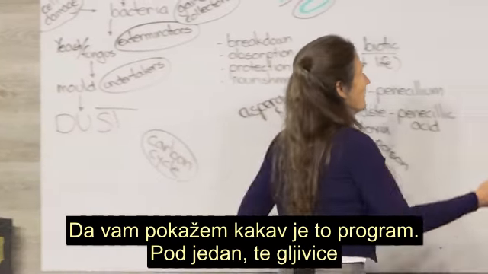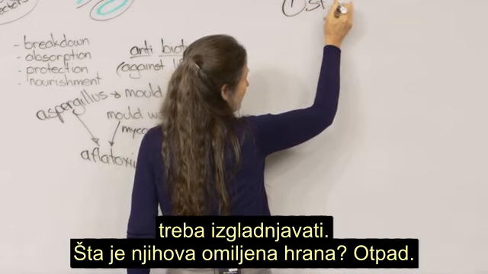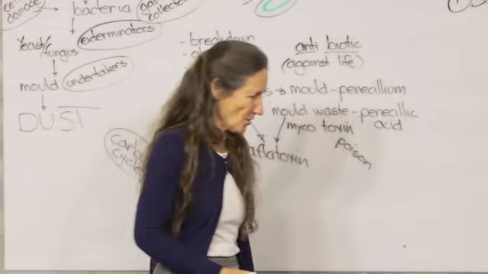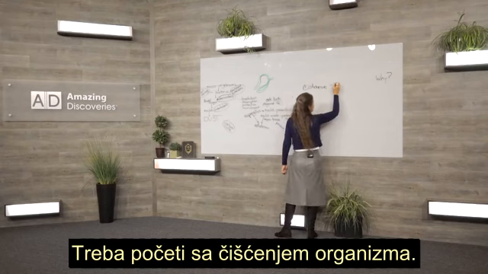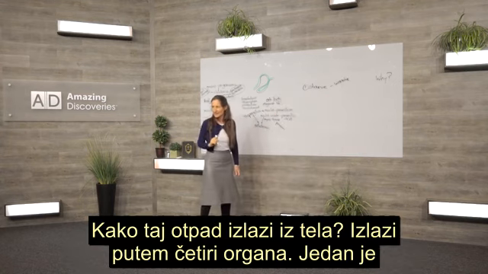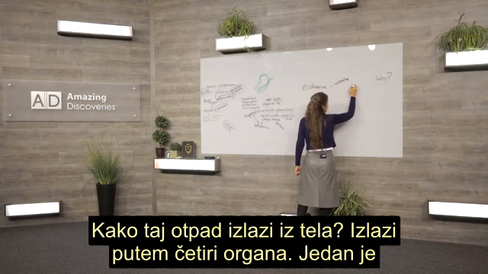Let me show you the program. Number 1, you got to starve that fungus. What's its favorite food? Waste. You've got to start cleaning up that body. How does the waste come out? It comes out via 4 organs of elimination. One is the skin.